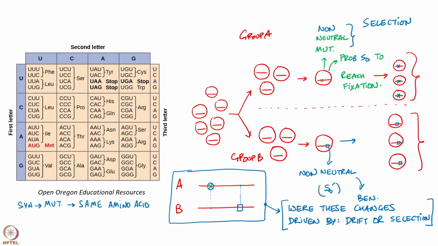So, imagine a DNA sequence where you have, let us say, CCC. This CCC encodes for proline. Should a mutation happen at the third position and you get CCG, now the amino acid corresponding to CCG is also proline. So, while a change has happened at the DNA level, there is no change at the level of the amino acid that is going to get incorporated when the mRNA associated with the gene is translated. So, this mutation is referred to as a synonymous mutation.